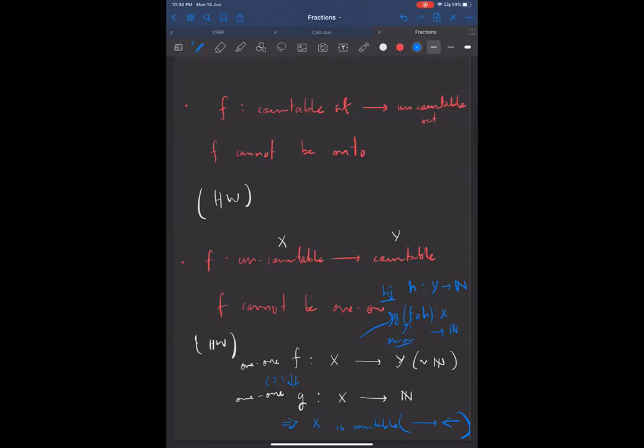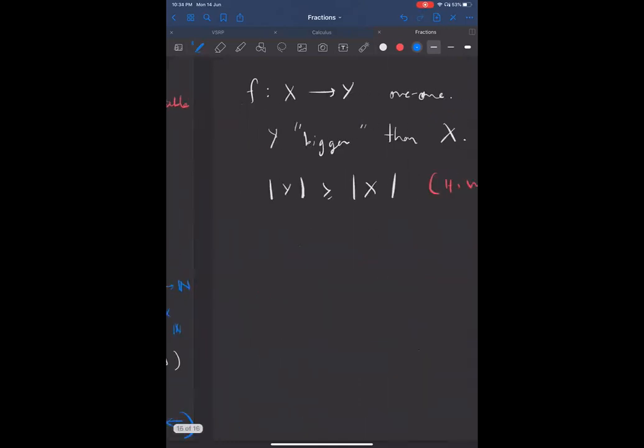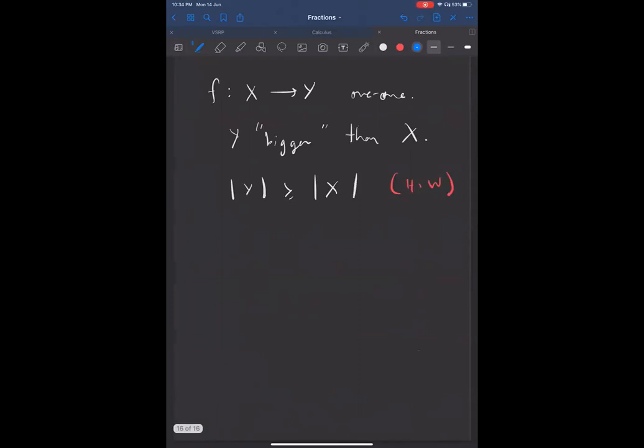So what I was saying is, if there is a 1-1 function from X to Y, and X and Y are both finite sets, then the cardinality of Y is greater than or equal to the cardinality of X.